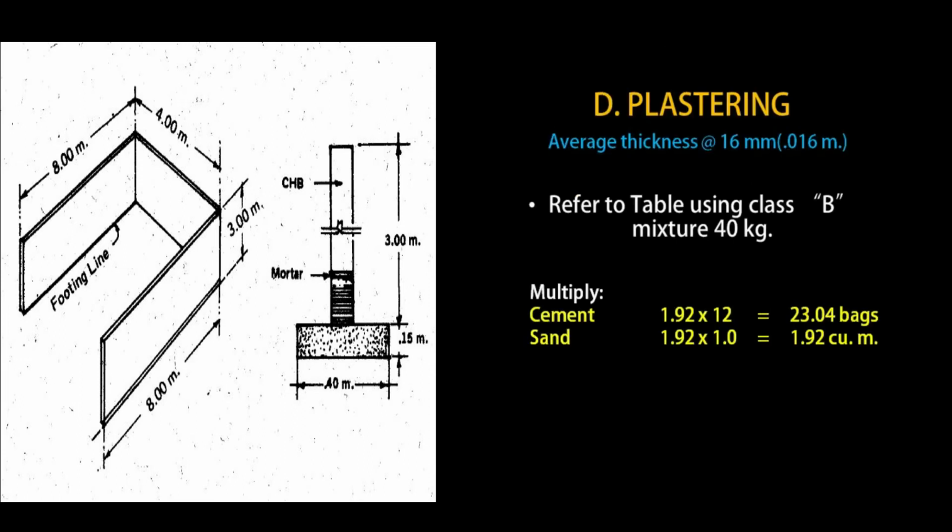Again, we refer to the table using the Class B mixture of 40 kg. That would give us 23.04 bags of cement and 1.92 cubic meters of sand.